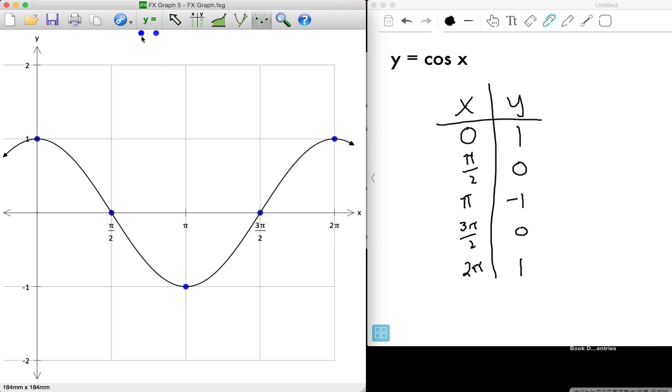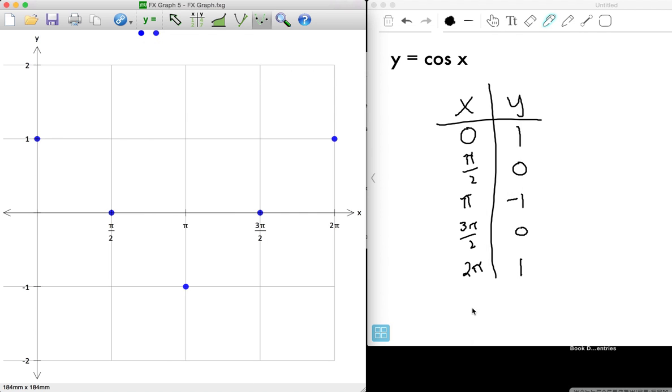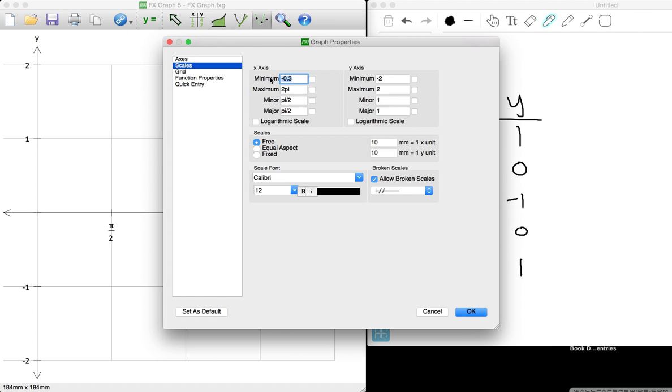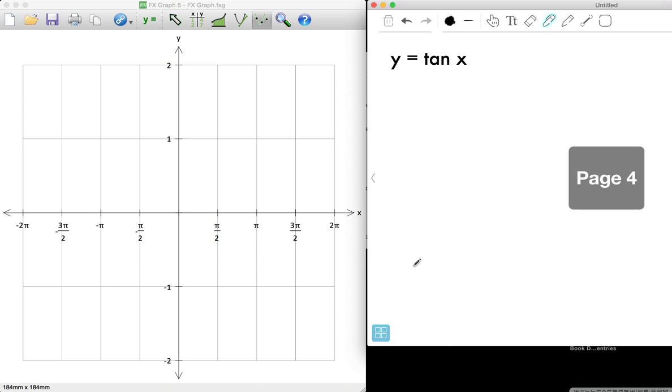The last parent graph I'm going to look at, if I can delete out all these things. Let's get rid of the function. And let's quickly get rid of those points. These 2 mystery points up here. We'll get rid of those. I'm going to actually make my grid a little bigger to look at tan x. It's got a sort of an interesting repeated shape. Okay, so we're going to look at y equals tan x.